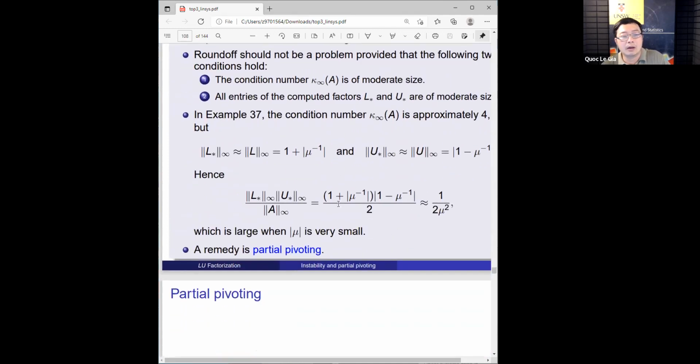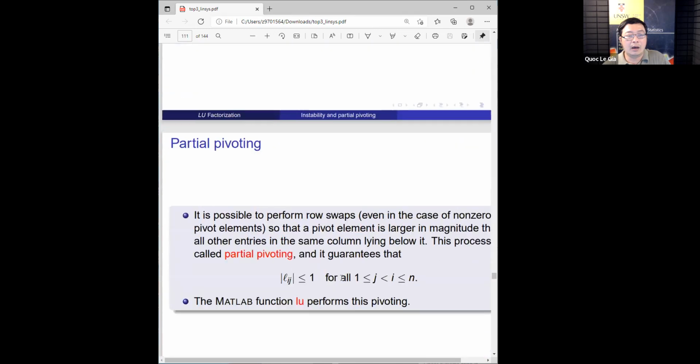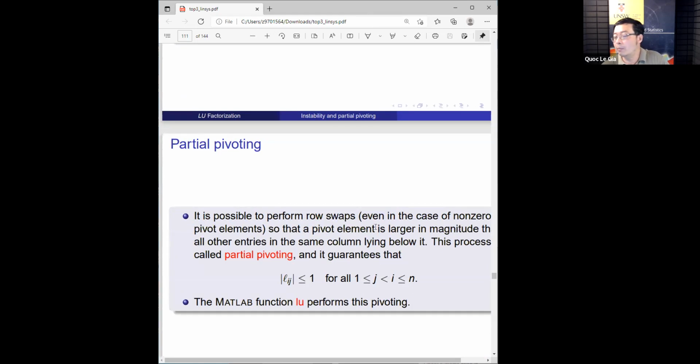And then partial pivoting. Partial pivoting is like you just swap the rows and you make sure that the pivot element is always larger. You check only the absolute values of all the entries, because there are many ways to swap the rows. So one way to make it unique is to choose the element that is largest in magnitude in absolute value and make it the pivot element, and they call it partial pivoting. And MATLAB uses this in the LU function.